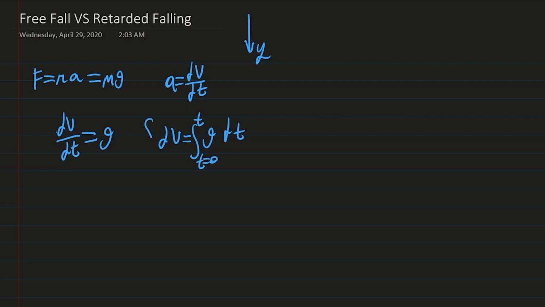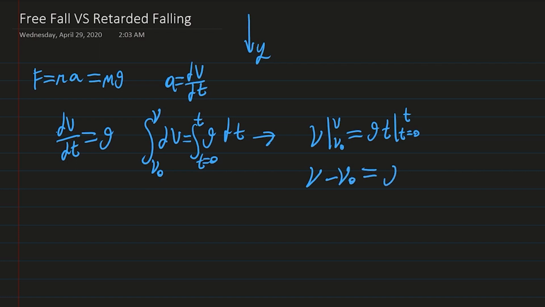And on this side, we are going to integrate from v naught, an initial velocity, to some other velocity v. After integration, this becomes just v evaluated at v naught and v, and this has to be equal to, again, g t evaluated at t equals 0 and t. On this side, it will become final, which is v, minus initial, which is v naught, and that has to be equal to g times final, which is just t, minus initial, which is 0.